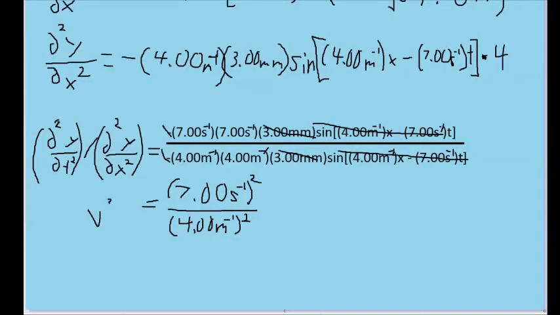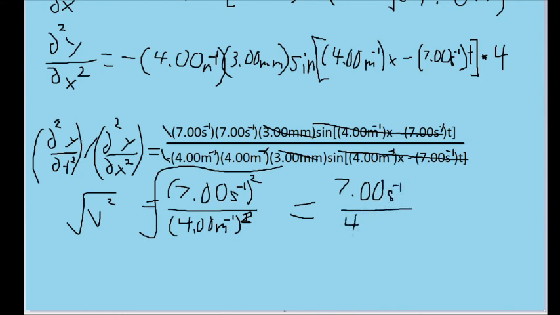We actually want to take the square root of both these sides so that we can have just v on its own isolated. The square root of this is going to be effectively the same as taking the square root of both the numerator and the denominator. This is a 2, I should make that a bit more clear. So this is just going to be equal to 7 inverse seconds divided by 4 inverse meters. And that's what this is going to be equal to.